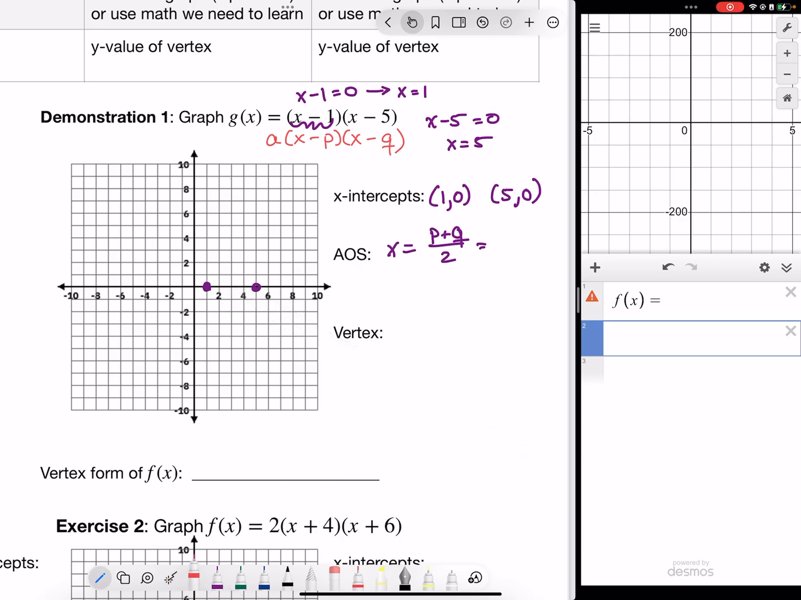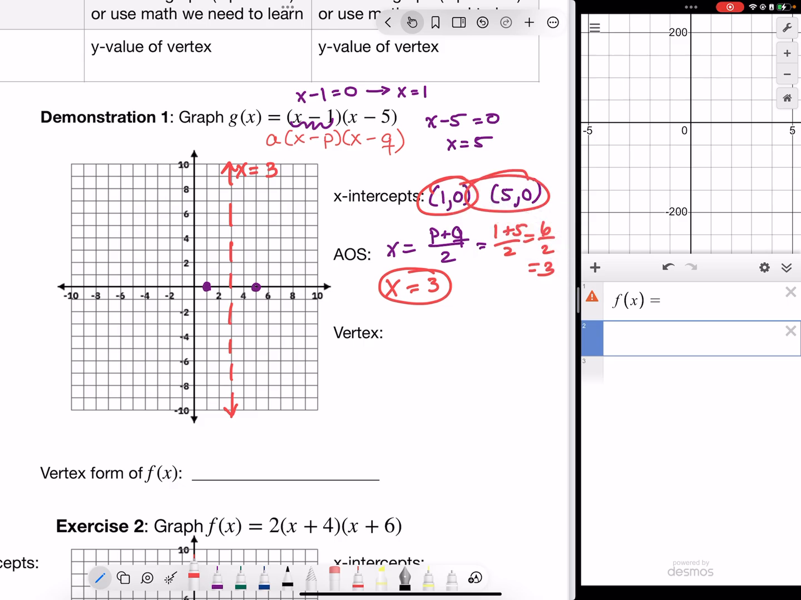Don't put a point there. The axis is a vertical line. Vertical lines have equations, and this equation is x equals 3. And I can put arrows on it. This thing goes on and on forever, splitting my parabola in half. Okay, so I'm going to do the math over here. 1 plus 5 divided by 2 is 6 divided by 2 is 3, right? The same thing I got by doing it visually and just looking at the graph.